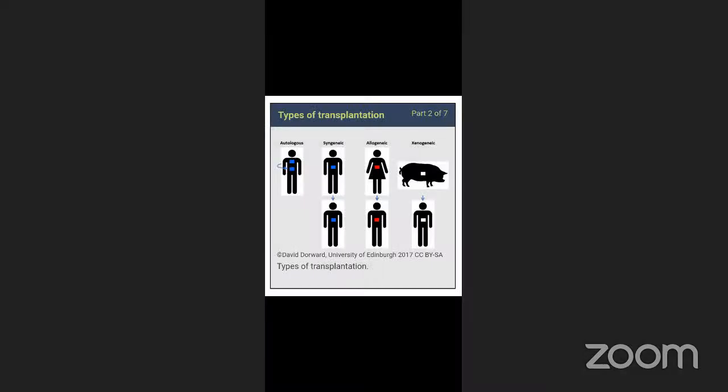Transplantation types, graft types, transplant or graft types of grafts. I'm going to show you one image. Just a minute. Yes, the types of transplantation. Coming to the types of transplantation, graft means transplantation from one person, donor, to recipient.